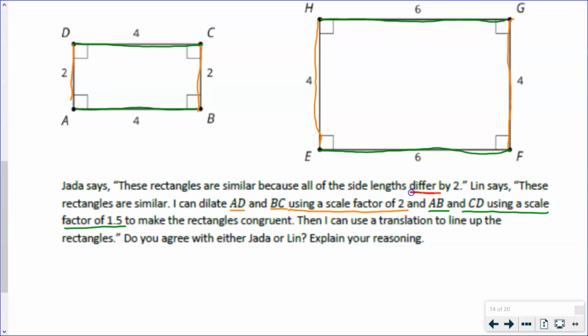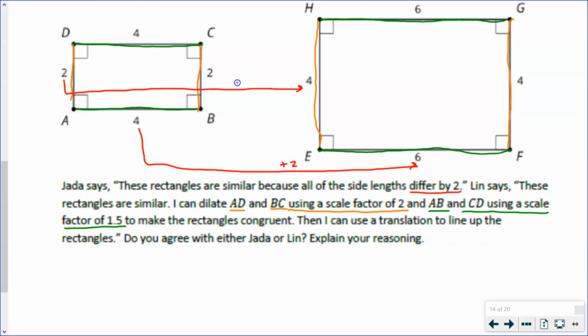Which actually is correct. You need to make sure you understand what that means. Differ by 2. She's saying 4 plus 2 is 6. Should we be adding as we go through these? No. So is Jada's justification correct? It's mathematically accurate, but is it a correct statement to show similarity? No. So she did say something correct that we're differing by 2, but that's not how we prove similarity, right? We can't add. So that leads to, is Lynn really correct? The answer is no.